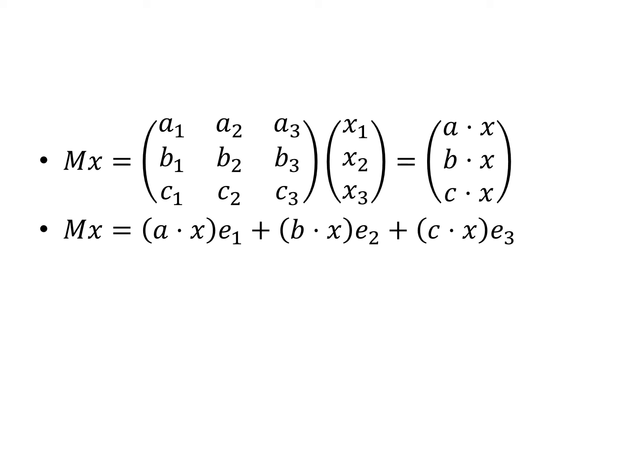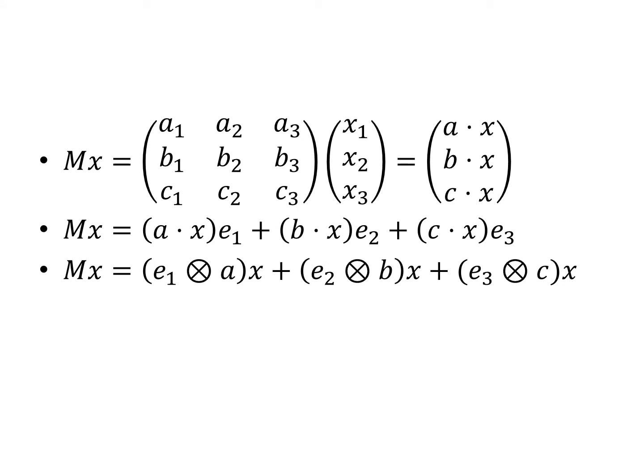And so we can then write Mx as the sum of the three components along the three vectors e1, e2, and e3. So this component is along the vector e1, this component along the vector e2, and this component along the vector e3. Each of these is a tensor product that can be written as e1 tensor A multiplied by x, e2 tensor B multiplied by x, and e3 tensor C multiplied by x.